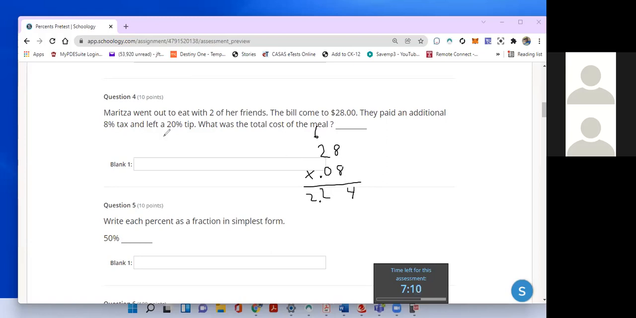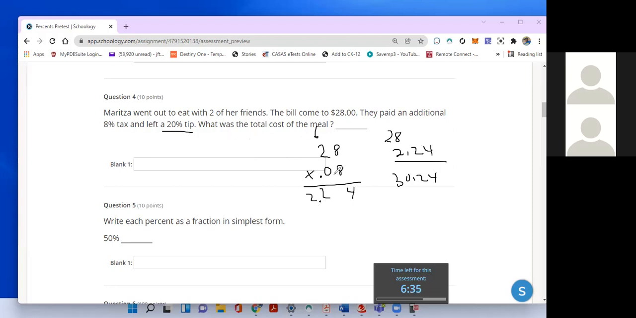Now, to get our tip. This is the type of question I actually wrote GED questions about, because when you go to a restaurant, you pay your 20% after you get your tax. So that's what we're going to assume. We add that $28 to the $2.24, so 28 plus 2.24 gives us 30.24. That's our total after tax.